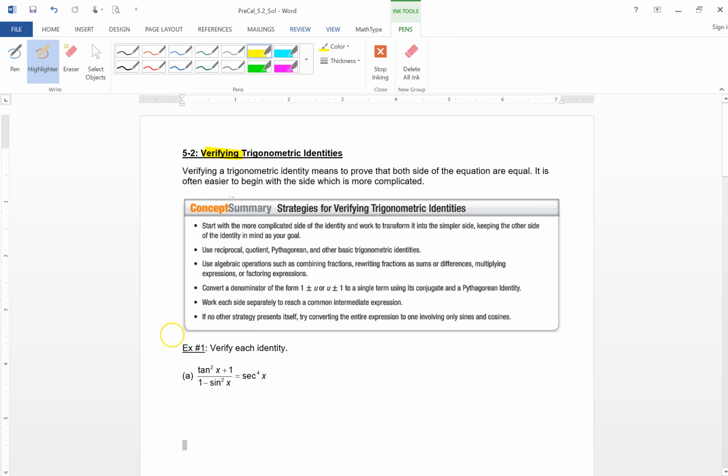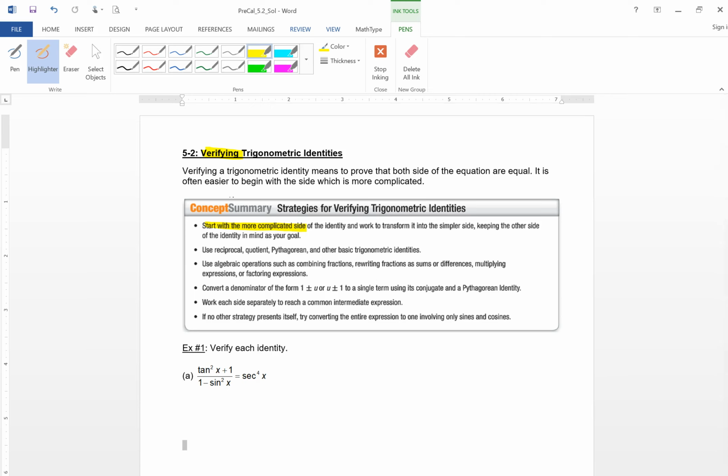In this section, we're going to verify trigonometric identities, meaning you have something that looks like an equation with a left and a right side, and what you want to do is prove that the two sides are in fact equal to each other. To do this, we have several strategies. By far the most important is that you start with the more complicated side and you work on that.